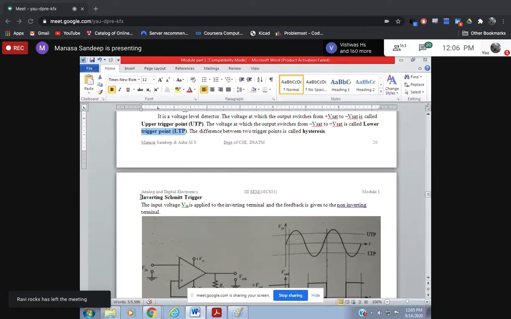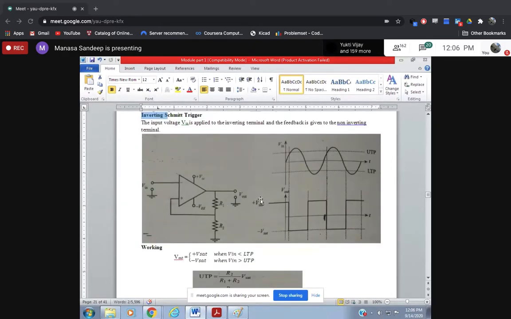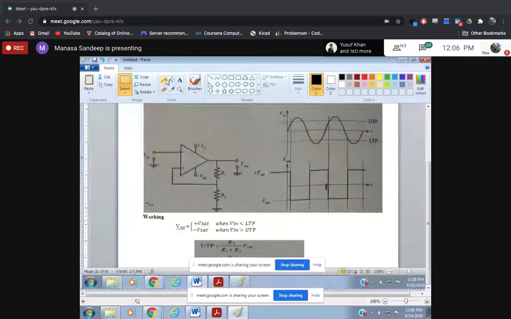So what is that you need to know? For every op amp application, you can develop it as an inverting application or non-inverting application. Okay. So here what type of feedback we are using? We are using a positive feedback. You can see here, where is your output? This is your output. Some portion of the output is fed back to the input, correct? So that's why this is the positive feedback.